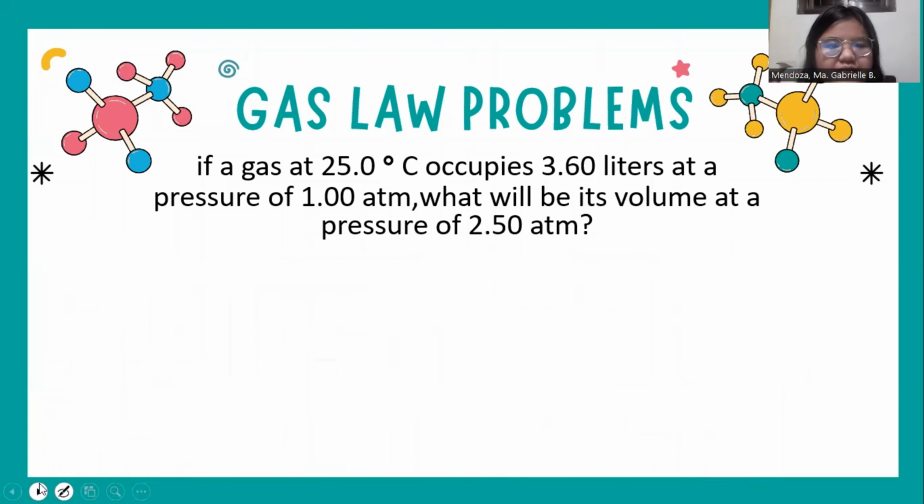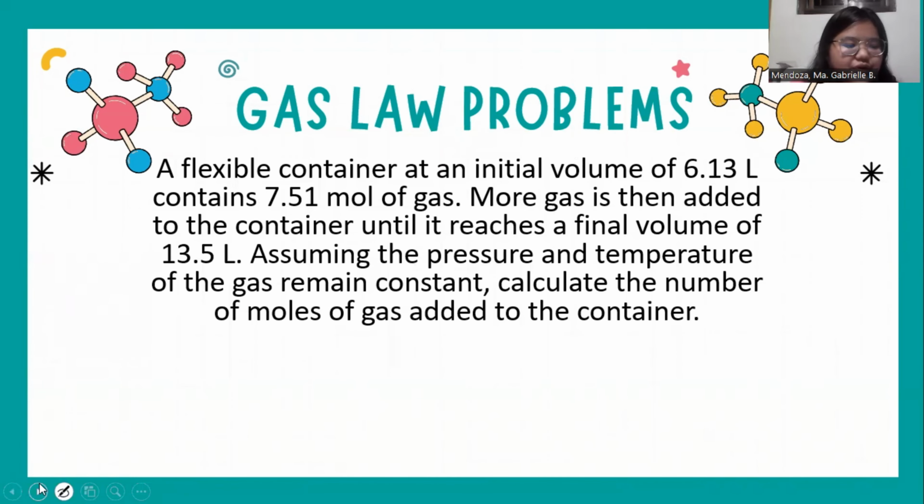So, next problem. Ayan. A flexible container at initial volume of 6.13 liters contains 7.51 moles of gas. More gas is then added to the container until it reaches a final volume of 13.5 liters. Assuming the pressure and temperature of the gas remain constant, calculate the number of moles of gas added to the container. So dito, medyo mag-iiba yung gagamiting formula kasi ang gagamitin natin ditong formula is the ideal gas law formula.